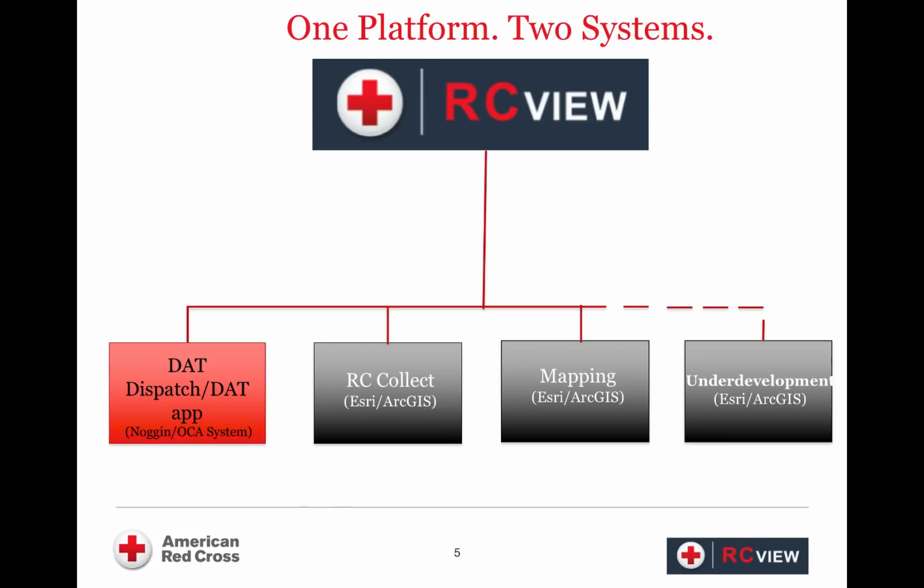RC View is one platform, which has two different systems operating within it. The first is DAT dispatch. This is operated by Noggin or OCA. The second system is our Esri or ArcGIS system. This houses applications such as RC Collect and mapping. There are also several other applications that are currently under development that will also be run by Esri. For the purposes of this project, it's just important to know that the DAT dispatch and the DAT app live with the Noggin system.